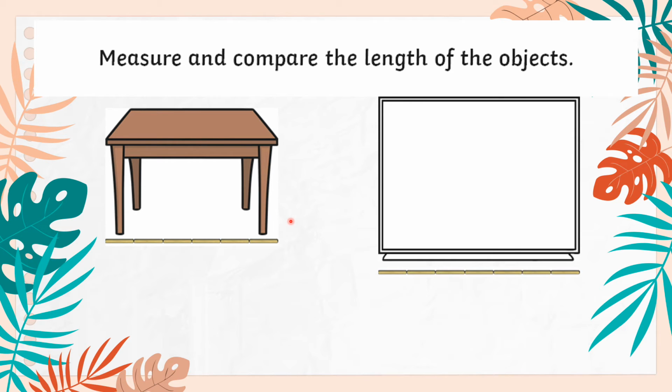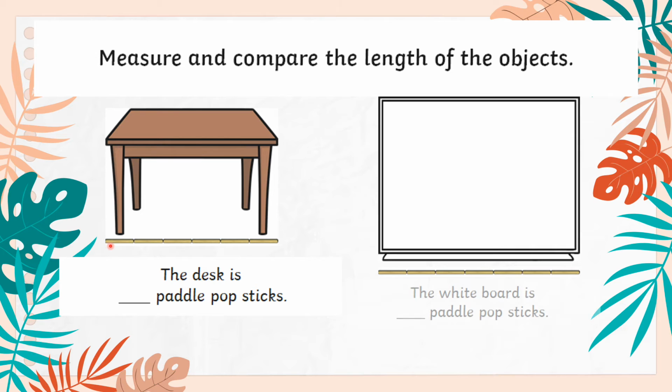I think these are popsicle sticks. Yeah, these are paddle pop sticks. So let's see how many paddle pop sticks we put together to make up the length of a table. Let's count them. 1, 2, 3, 4, 5, 6. So the desk is 6 paddle pop sticks.